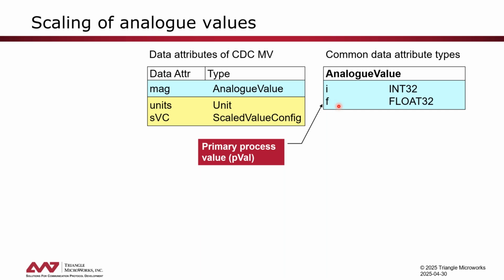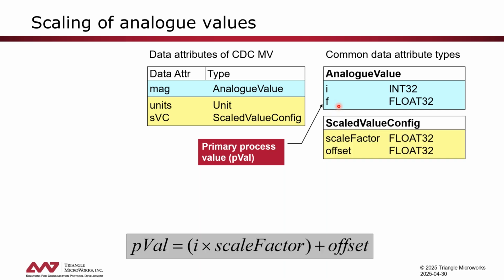And in order to determine what the process value would be, we also have configuration attributes, like scale factor and offset. So basically, we can calculate the process value from the scaled value using these configuration attributes. Then a SCADA system can determine what the process value behind it will be.